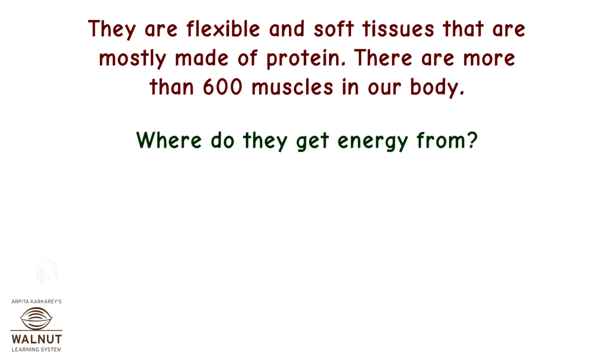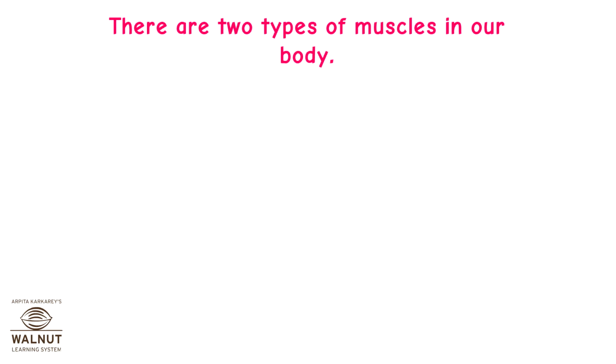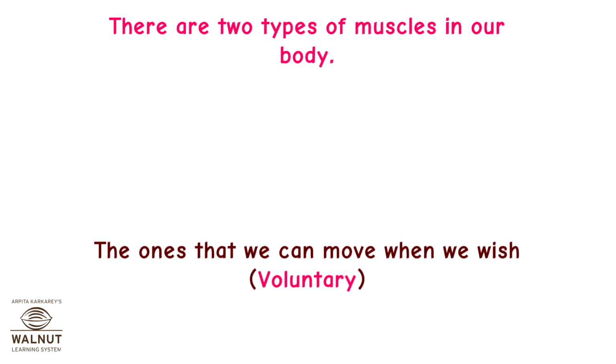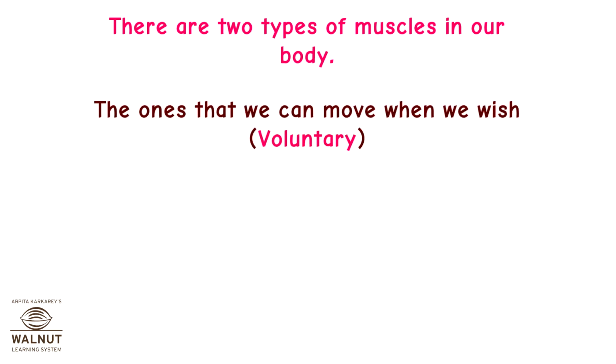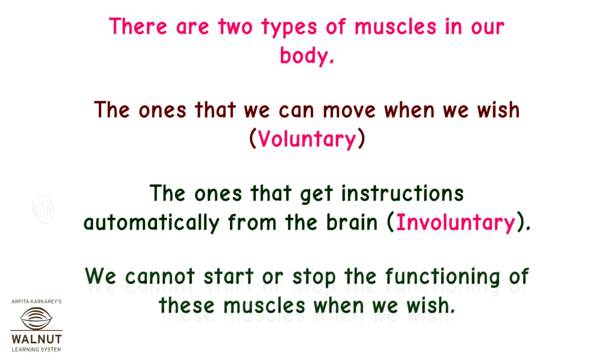Where do they get energy from? From the proteins and carbohydrates that you eat in your food. There are two types of muscles in our body. The ones that we can move when we wish, voluntary, and the ones that get instructions automatically from the brain, involuntary. We cannot start or stop the functioning of these muscles when we wish.